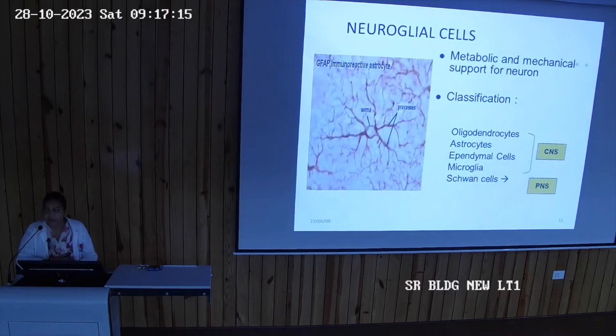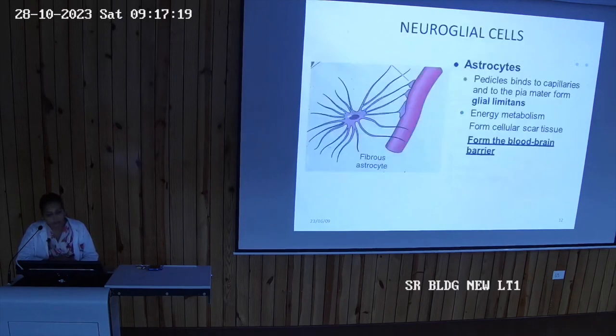Now, neuroglial cells, these are the supporting cells. Astrocytes have long processes which are known as pedicles. They tightly adhere to the blood vessels around and take part in the formation of the blood-brain barrier. So the question may be asked, which type of neuroglial cells form the blood-brain barrier? Astrocytes. They have these long pedicles which stick to the blood vessels in the perimeter and form glia limitans, which limits the entry of substances. Wherever there is injury to the tissues, it forms scar-like tissue, and it is also a place of energy metabolism.